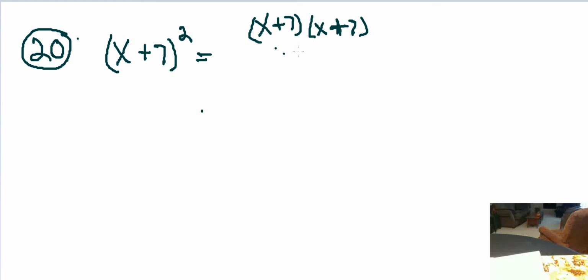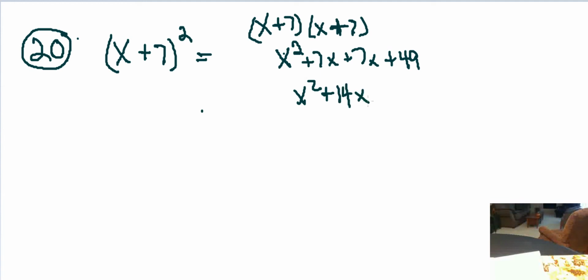Here we can FOIL it then, so I end up with x squared. Outside is plus 7x. Inside is plus 7x. And last is the plus 49. When I combine my middle term, I end up with the x squared plus 14x plus 49. Okay, that's from breaking it apart to 2 of them and FOILing. But I can also do it this way, and it explains it in the book as well.